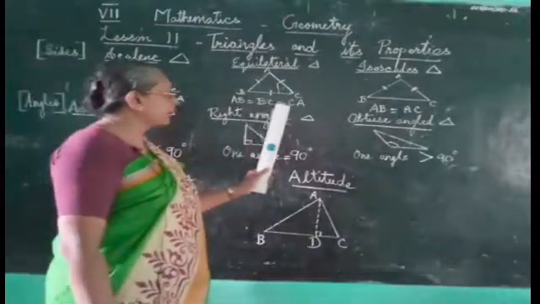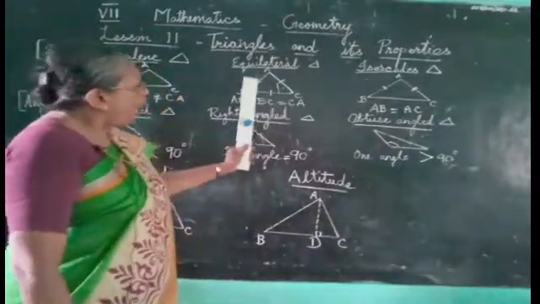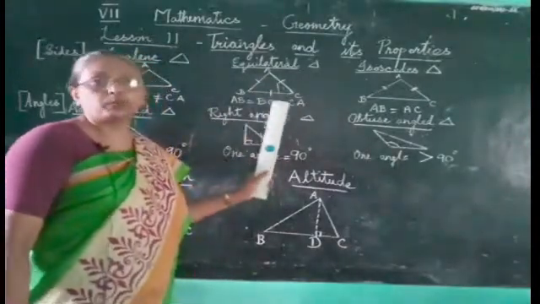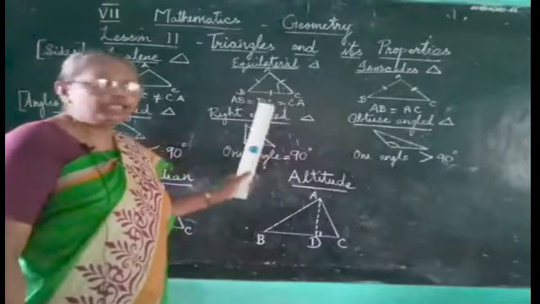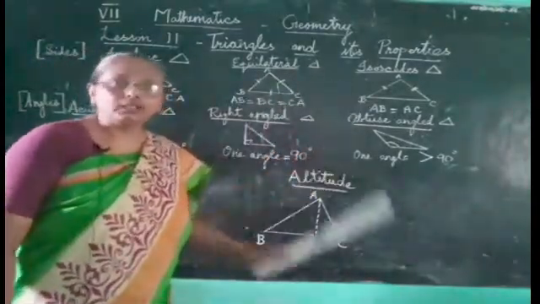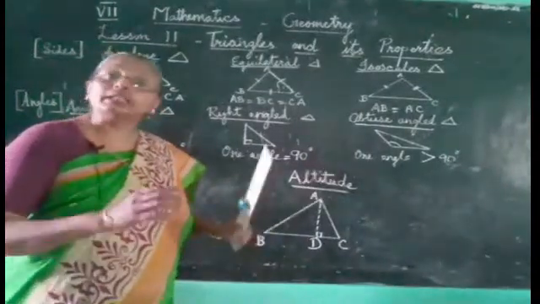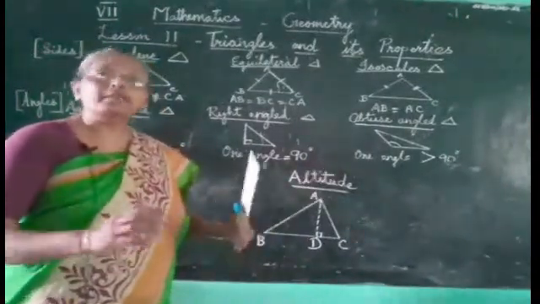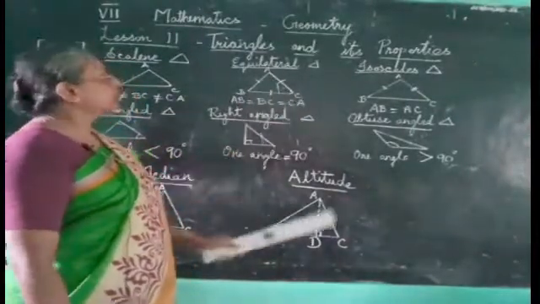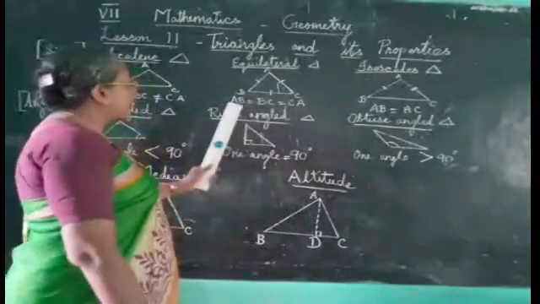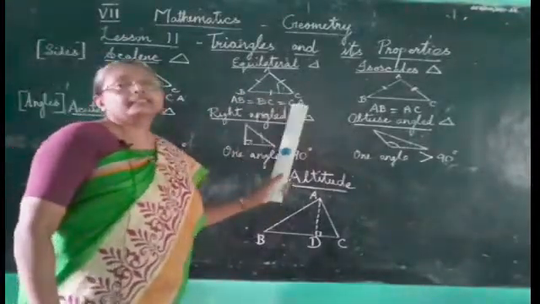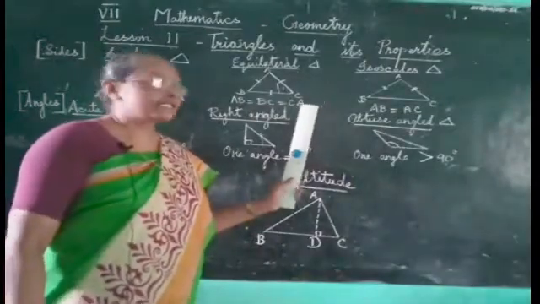Now the second type of triangle, where all the sides are equal. When all the sides of the triangle are equal, such a triangle is called an equilateral triangle. In an equilateral triangle, all the sides are of equal length. Suppose I take the triangle ABC, then in that triangle, if AB is equal to BC is equal to CA, it is an equilateral triangle.